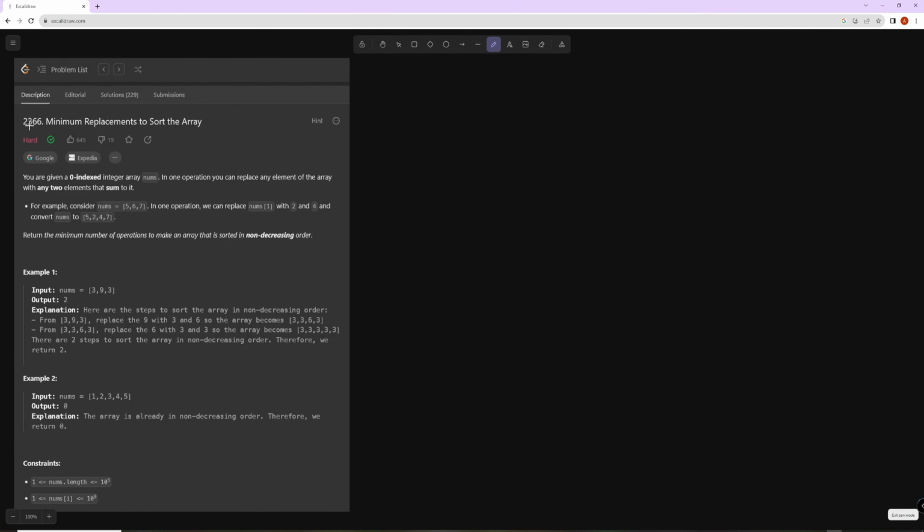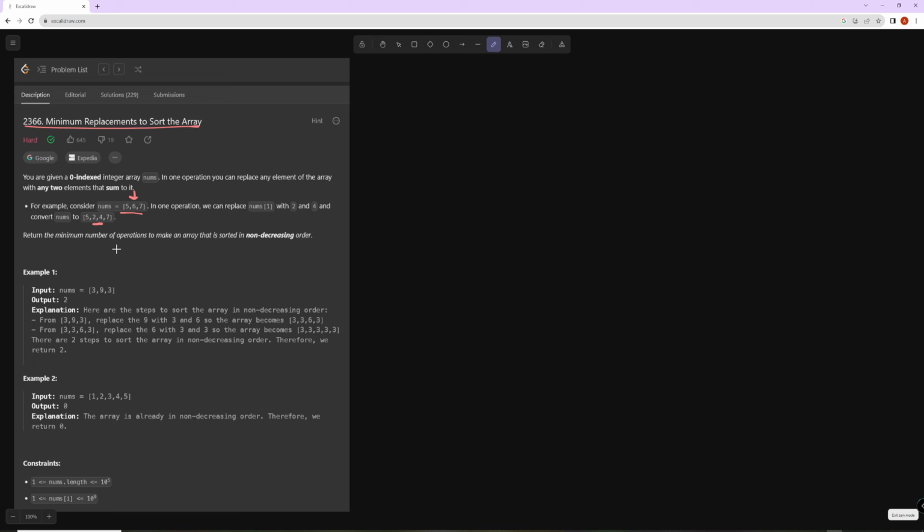In this video we're going to be going over minimum replacements to sort the array. You're given a zero indexed array nums, and in one operation you can replace any element of the array with any two elements that sum to it. For example, if you have 5, 6, 7, you can replace the 6 with a 2 and a 4, and it would look like this.